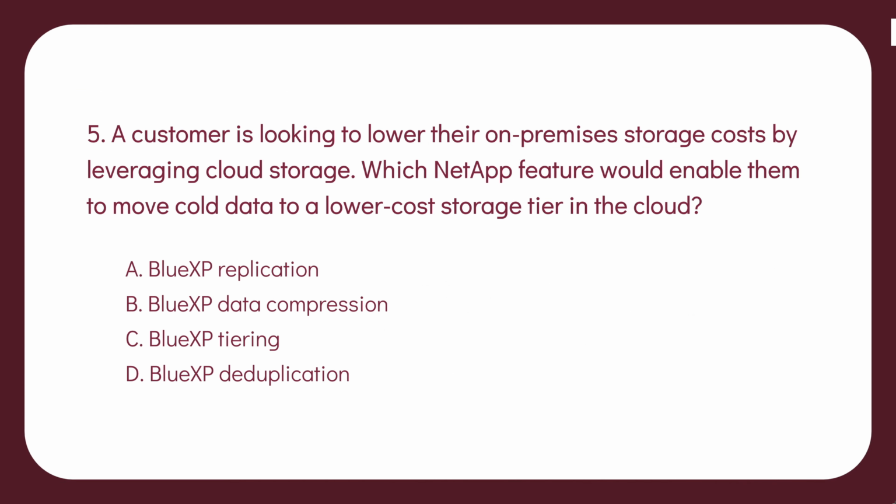So, the correct answer is: BlueXP tiering automatically moves cold, less used data to a cheaper storage option in the cloud, helping reduce on-prem storage costs.